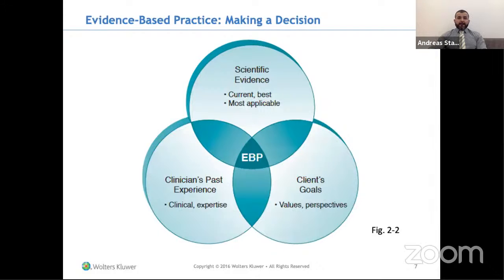Now, in order to have evidence-based practice, and in order to make this decision, this is another very important figure, right? Let's start from the top, and I want to stay here. There are things that I'm just going to skip, like the history, but these are kind of important things that I want you to remember and understand.